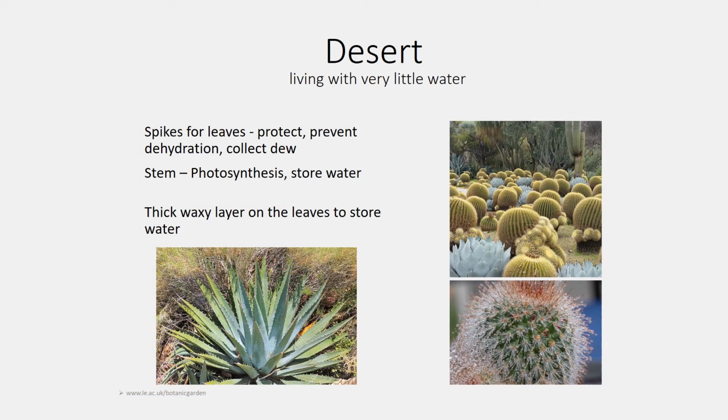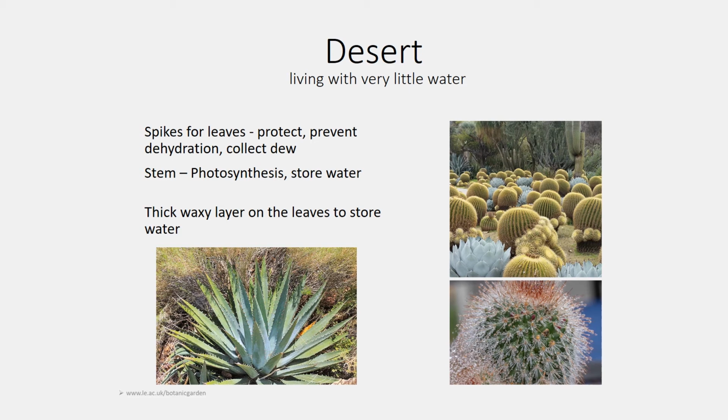Cacti that live in very dry conditions often have leaves that have adapted to become spikes, as large flat leaves would cause the plant to dehydrate very quickly in the hot sun. The spikes protect them from being eaten by animals and also collect dew, any early morning dampness in the air. This trickles off the spikes to the ground where it can be absorbed by the roots.